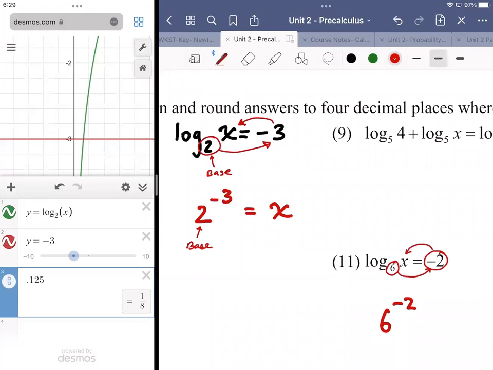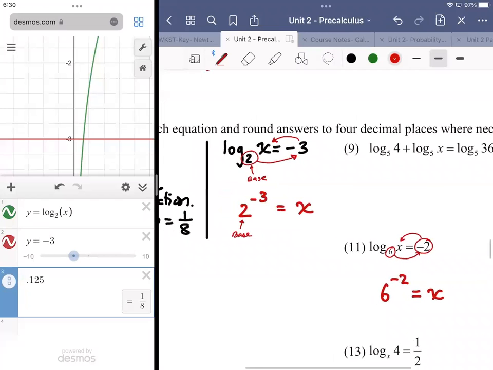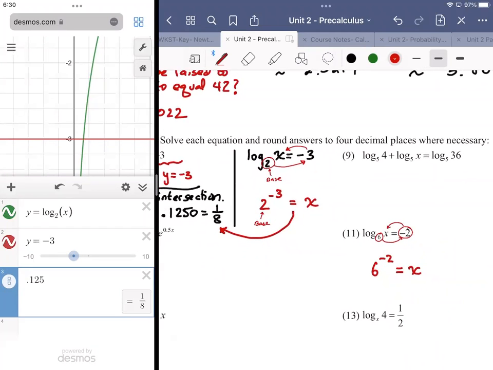And make your result equal to x. And in both of these cases, you have an answer. It's just a question of how they want you to represent your answer. Right? So 2 to the negative third, that could be 0.125. That could be 1/8. It all depends on how they want the answer.